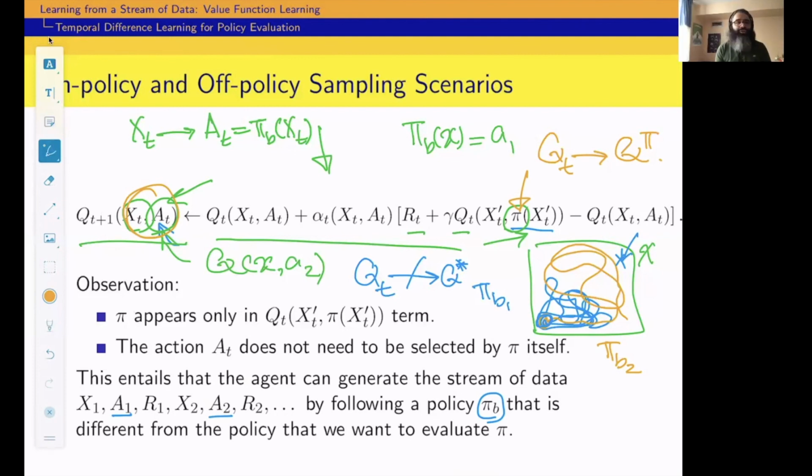Okay. Oh, sure. There seems to be a question. I was just going to ask a follow-up. Is there a way to know what an optimal behavior policy looks like? Optimal in the sense that it converges the fastest compared to other behavior policies.